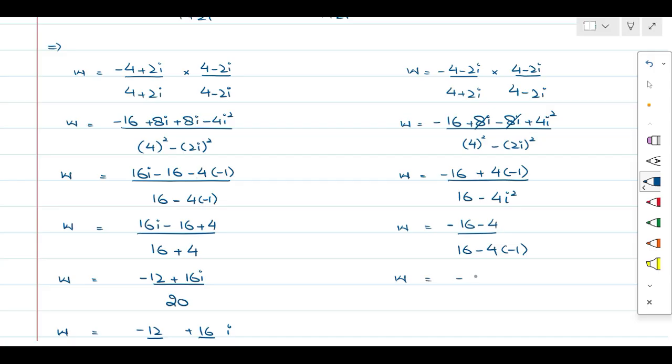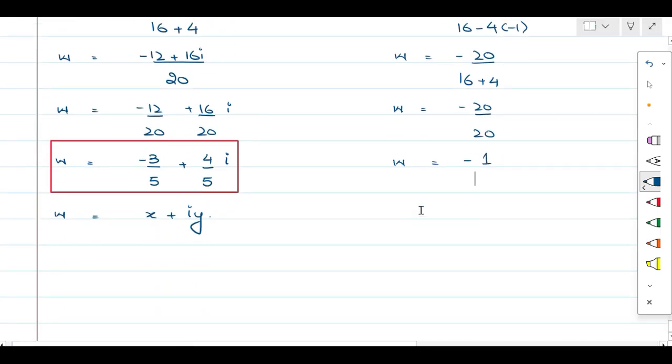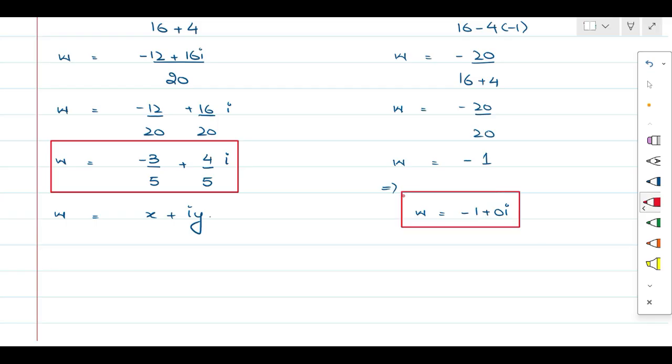So w is negative of 20, because minus 16 minus 4 is minus 20 in the numerator, and in the denominator we have 16, negative times negative is positive 4. So w is equals to negative 20 divided by 20. So here the w value is negative 1. So we need to write this w in the form x plus iy. So w is equals to minus 1 plus 0i. This is the second solution for w. So these are the two solutions for w.